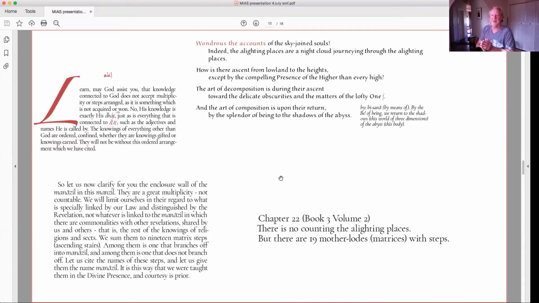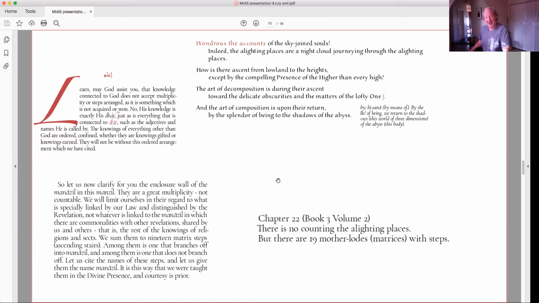So to leave the screen, we have to be discomposed, or have decomposition take place. And then to be returned to the screen, to be projected onto the screen, is a composition. So a gloss would be, by the be, the kun fayakun of being, we return to the shadows, which is this world of 3 dimensions on this screen of the abyss. And the abyss then is this body. Okay.